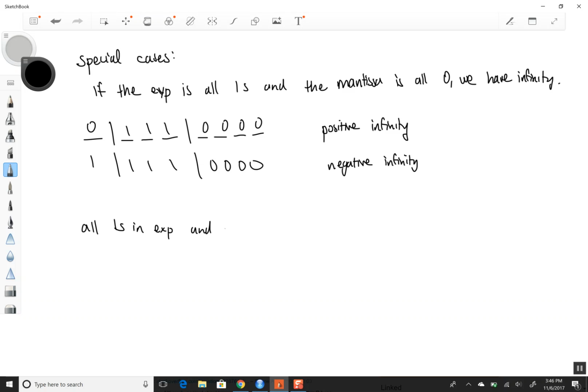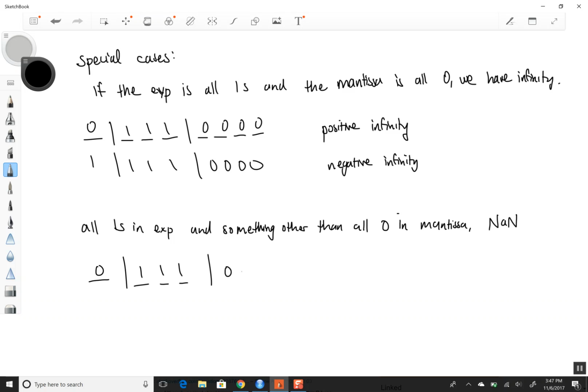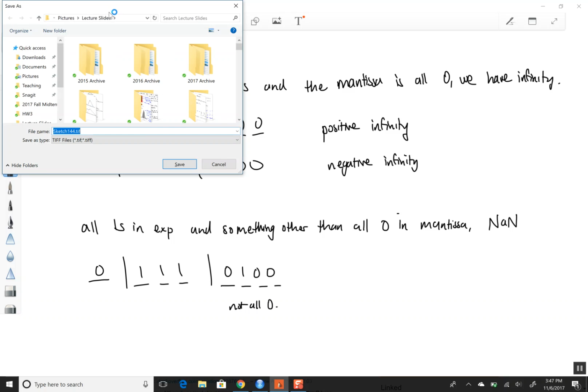And then if you have all ones in the exponent and something other than all zeros in the mantissa, then it's not a number, okay? So that would be something like you have 1, 1, 1, and then you have something other than all zeros. So this is not all zero. So this would be not a number in the system here, okay?